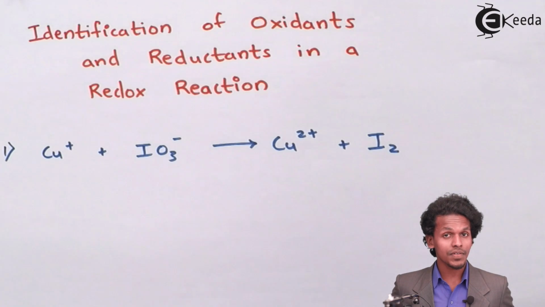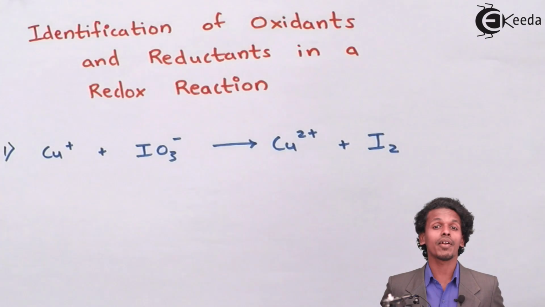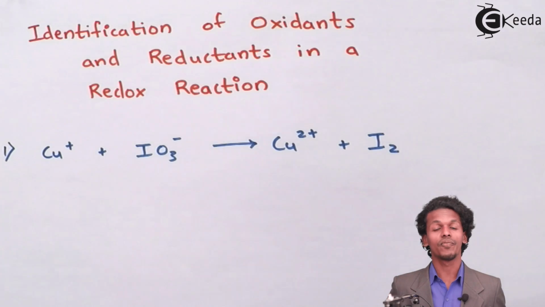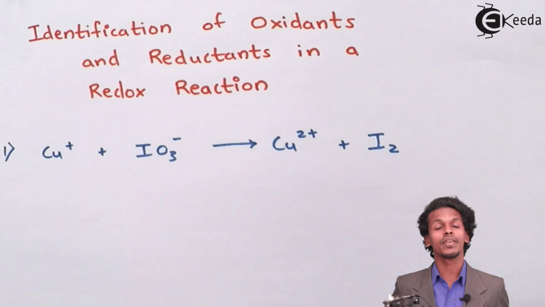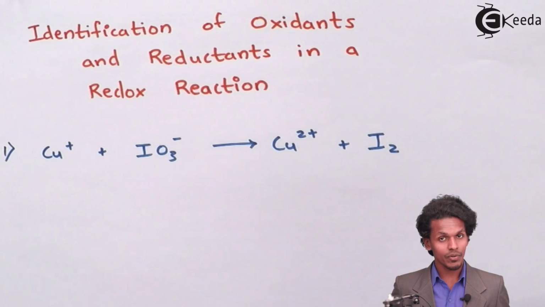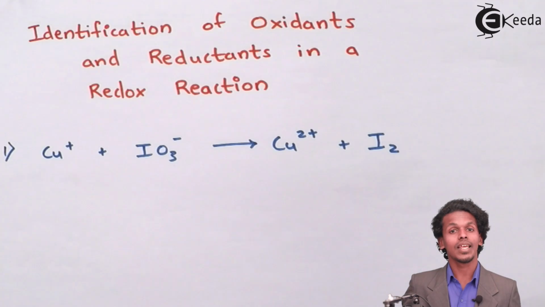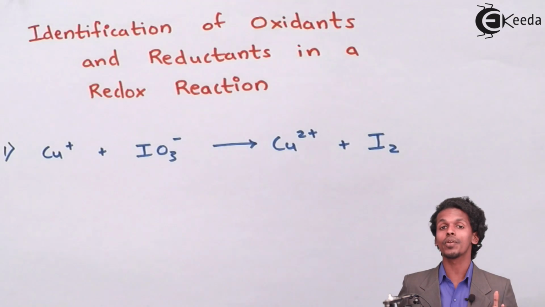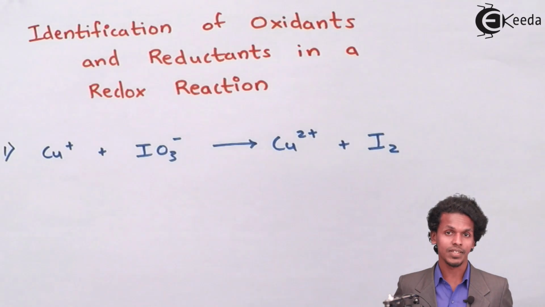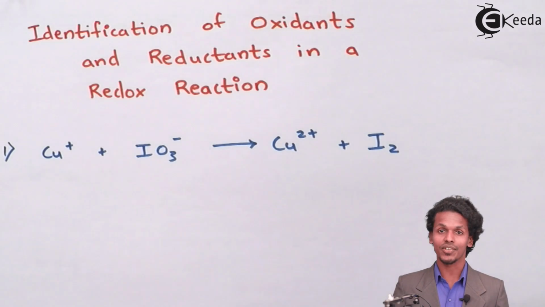As mentioned on your screen, there is a question which is a redox reaction itself. In this redox reaction, you have to determine which molecule is behaving as oxidizing agent and which molecule is behaving like reducing agent. Before that, we have to determine which molecule is showing reduction process and which molecule is showing oxidation process. How can we determine this? Let us see.